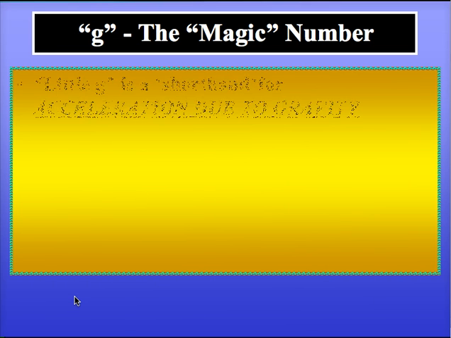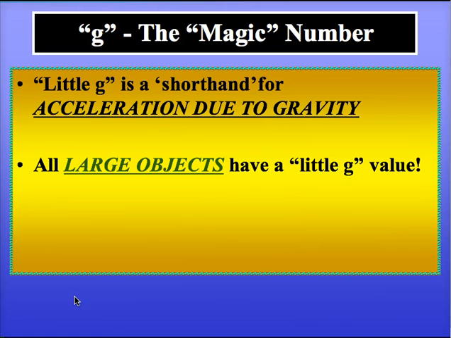So, g is that magic number. g is the shorthand for the acceleration due to gravity. All large objects have a little g value. That's why I sometimes say, I'm the most gravitationally attractive man in the room.